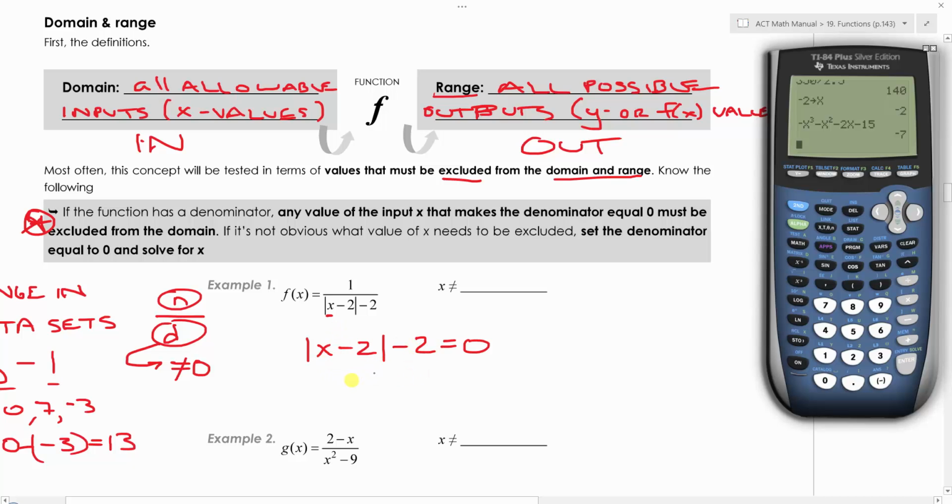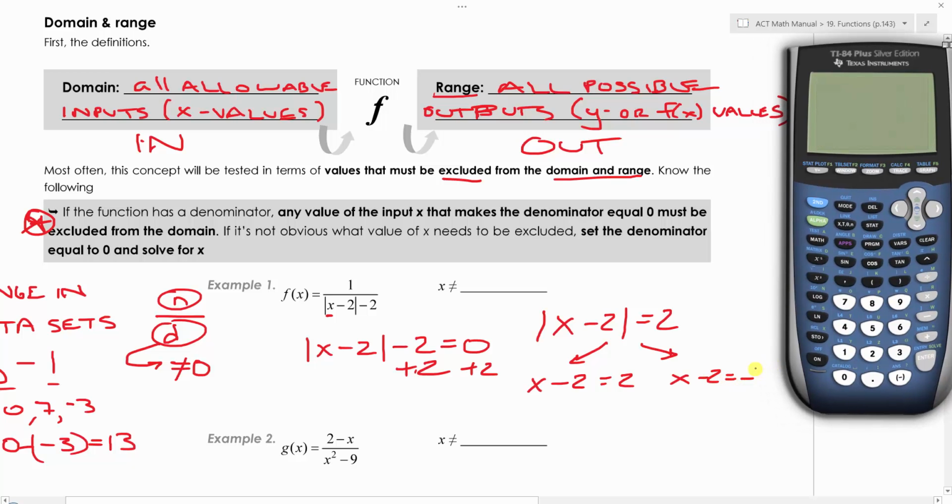So when I solve for the x here, I add the 2, I get absolute value x minus 2 equals 2. Remember, if you've watched the absolute value video or done the section in the manual, you know that we have to split this up into two different equations. This would become x minus 2 equals 2, or x minus 2 equals -2. And then we solve both of these. So plus 2, plus 2, so x equals 4, plus 2, plus 2, x equals 0.